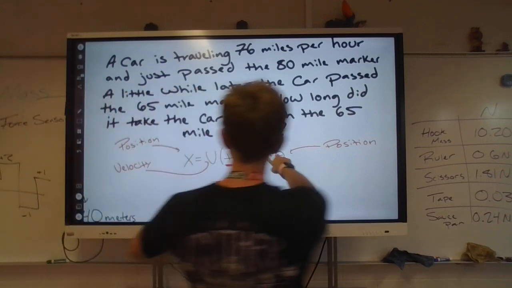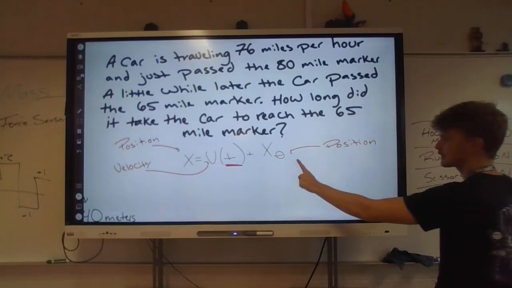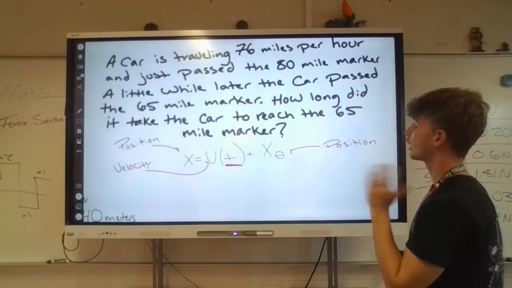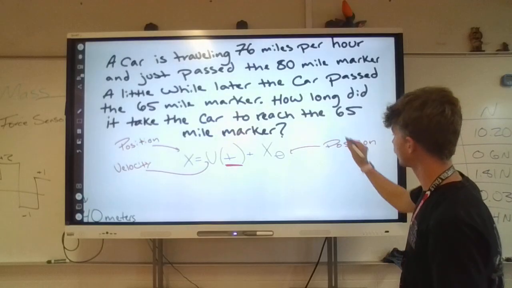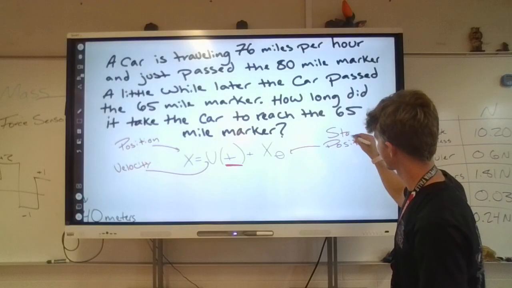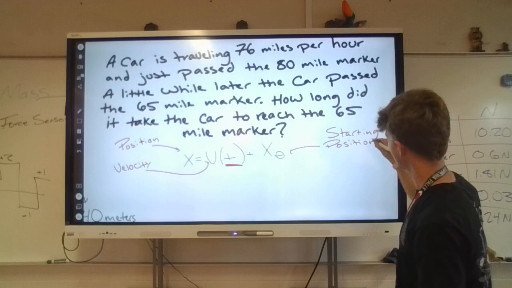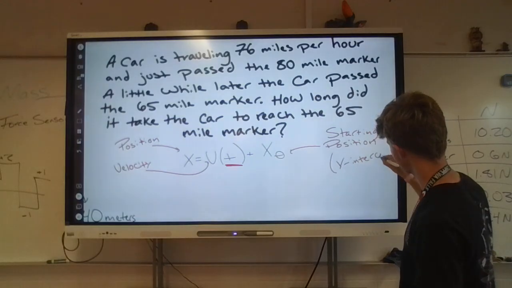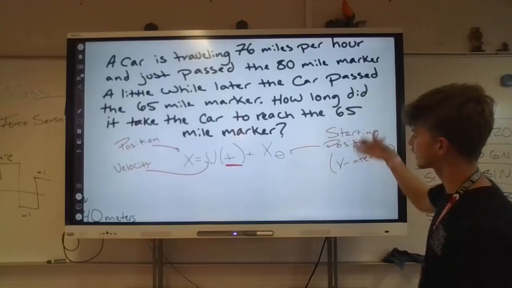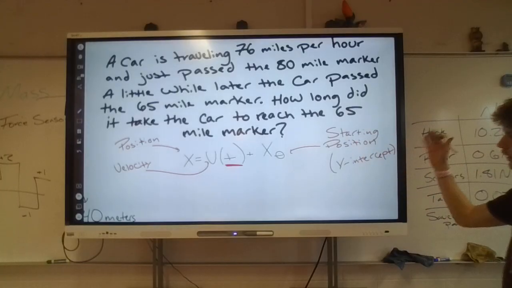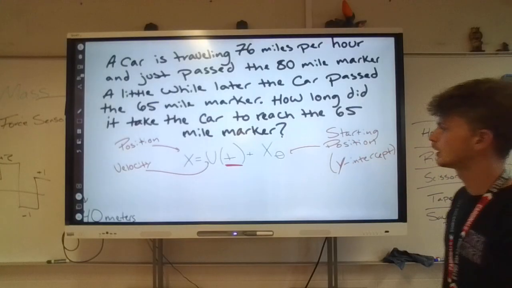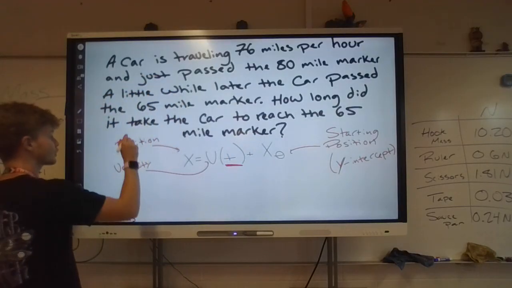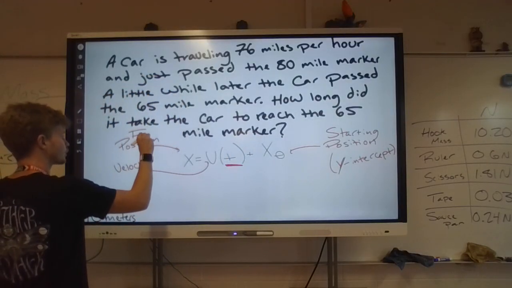So, how are these two X's different? X of 0 means when time is 0, what is your X position? Aka what is your starting position, or what is your y-intercept? Synonymous terms for this equation: starting position, y-intercept, same thing. Now, how is that different from this position over here? This x is going to be your final position. Where did you end up?